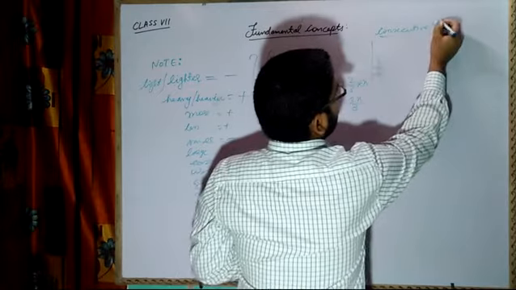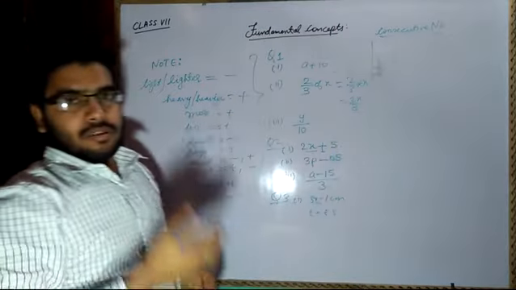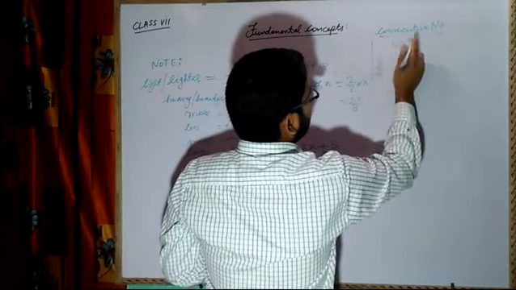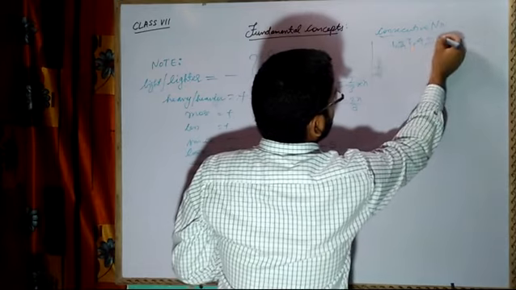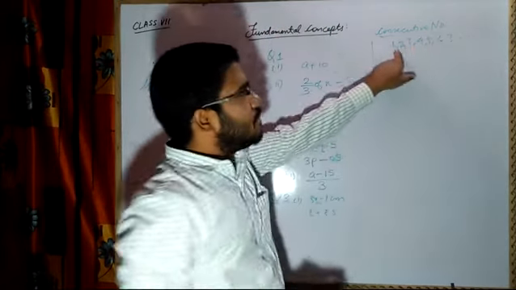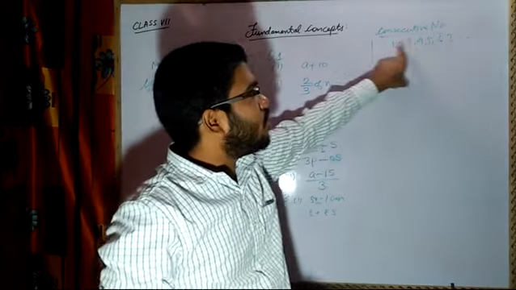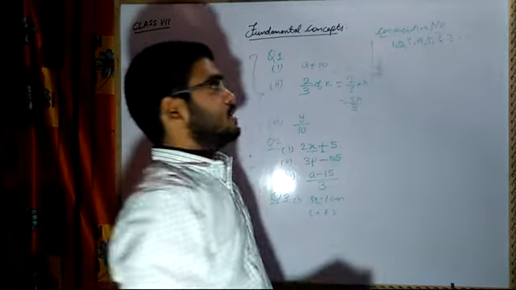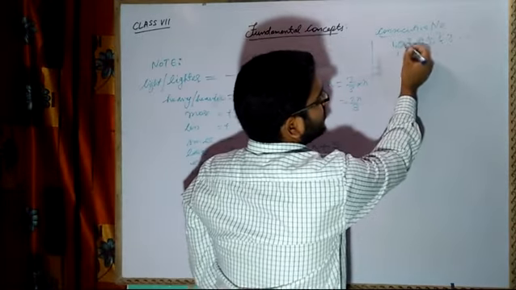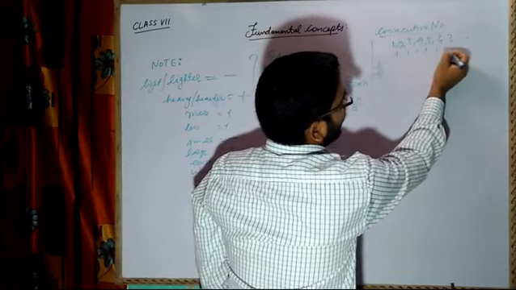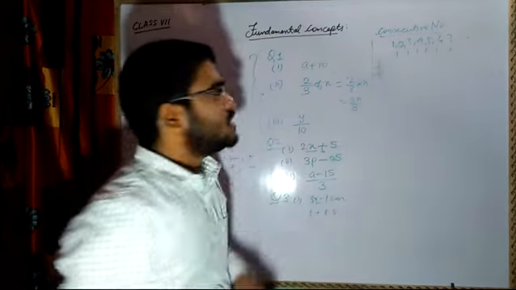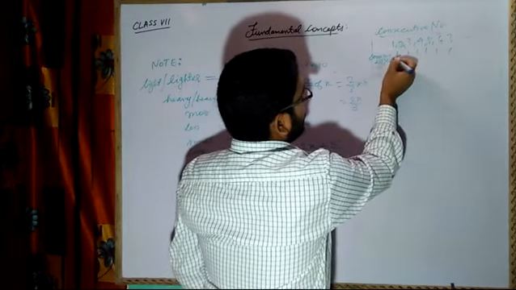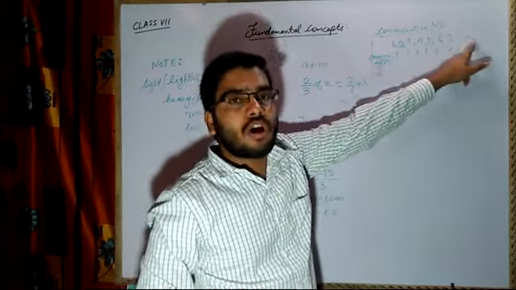Consecutive numbers: number after number are said to be consecutive numbers, like 1, 2, 3, 4, 5, 6, 7. All these numbers are called consecutive numbers. Numbers after numbers having a certain pattern. What is the pattern here? 2 minus 1 is 1, 3 minus 2 is 1, 4 minus 3 is 1, 5 minus 4 is 1. Everywhere the common difference is equal to 1. So these numbers are called consecutive numbers.